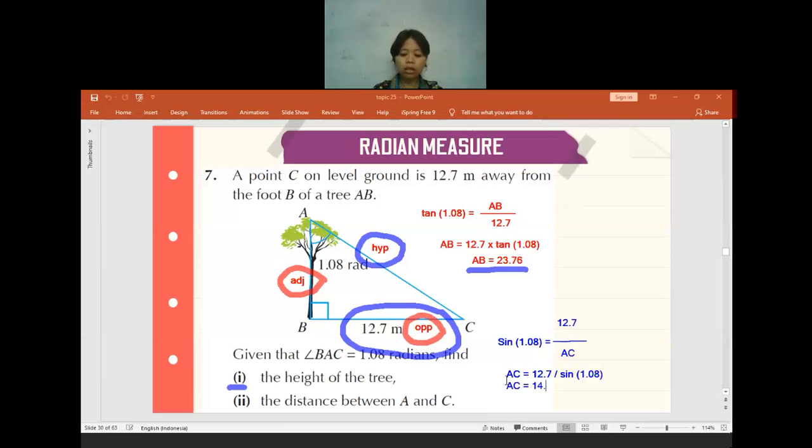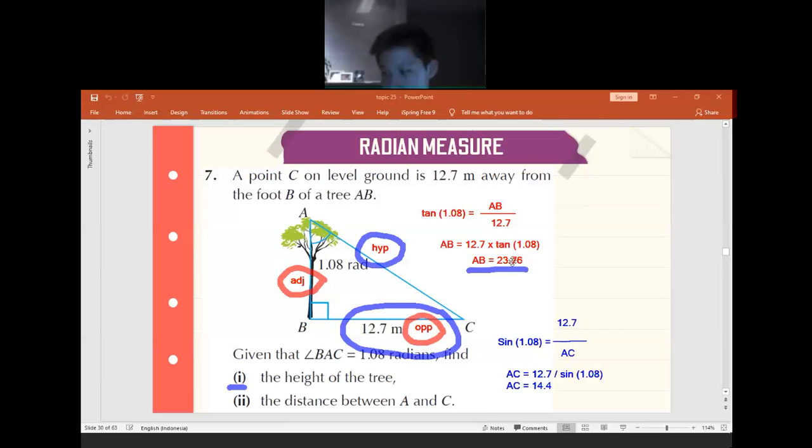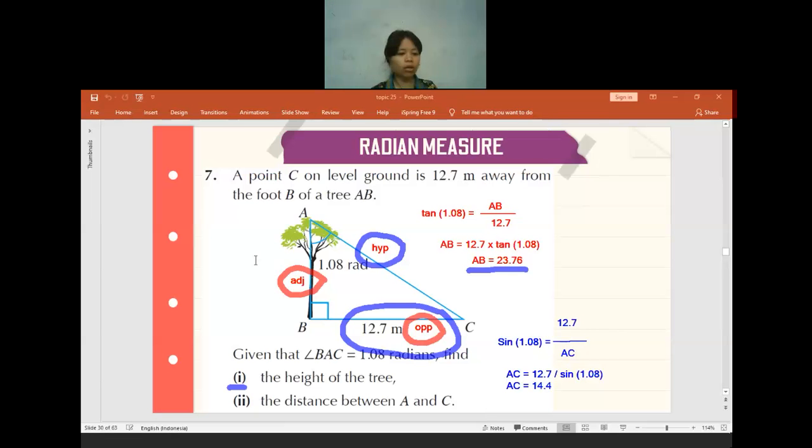14.4, is it? Is there anyone who got a different answer? If you got a different answer, you can say so. Oh yeah, wait. For the AB, I think I made a mistake. Okay. For the B, is it correct? The answer is 23.76. Thank you, Natalie. I made a wrong handwriting in here. It's supposed to be 12.7. Yes, 12.7 divided by 10. Sorry, sorry.